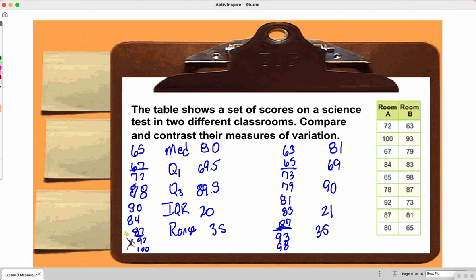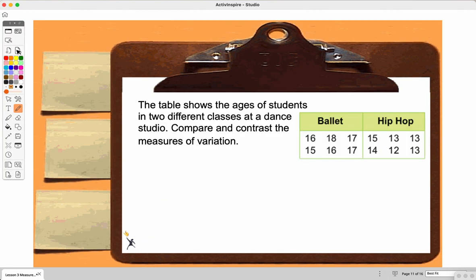So I would say the classes are pretty similar, the data is pretty similar, and this is a valid test. Like multiple kids in multiple classes got roughly the same scores. Not exactly the same, but pretty close mathematically. All right, it's your turn to try the same thing. Using this information, compare the two ages in the two different dance classes. Pause the video and see what you come up with.